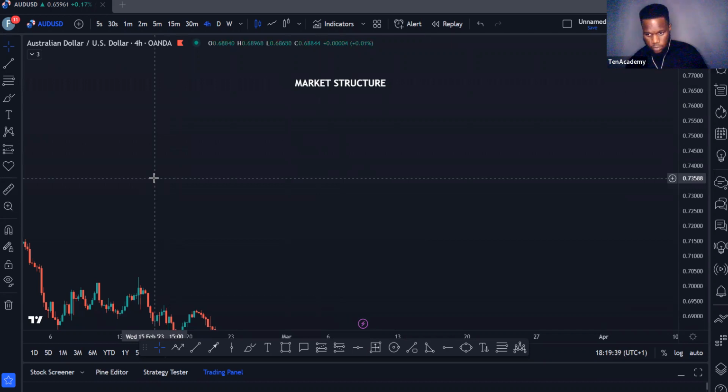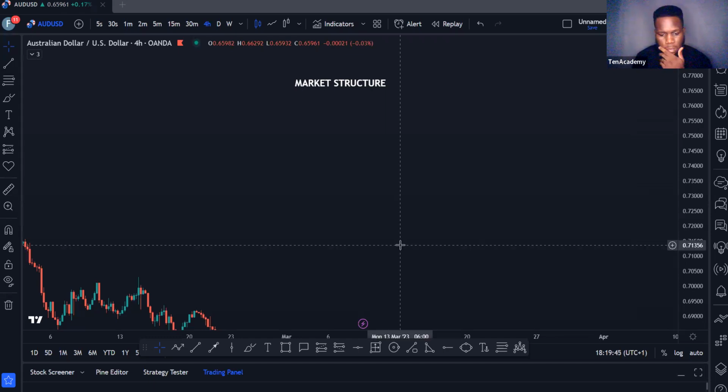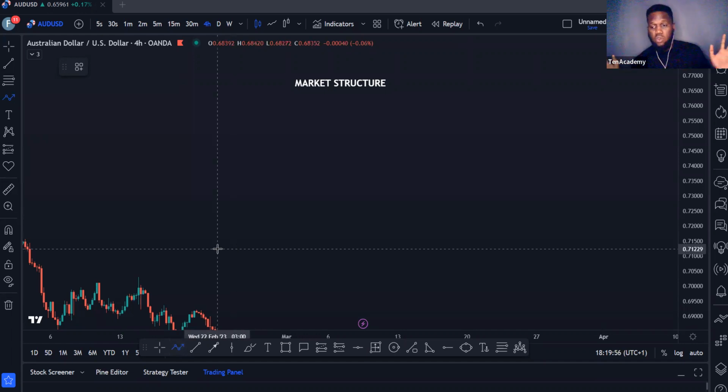Perfect. All right. So now, going into what I was talking about. Most of us know the concept of lower highs and lower lows, right? You know the concept of trends.